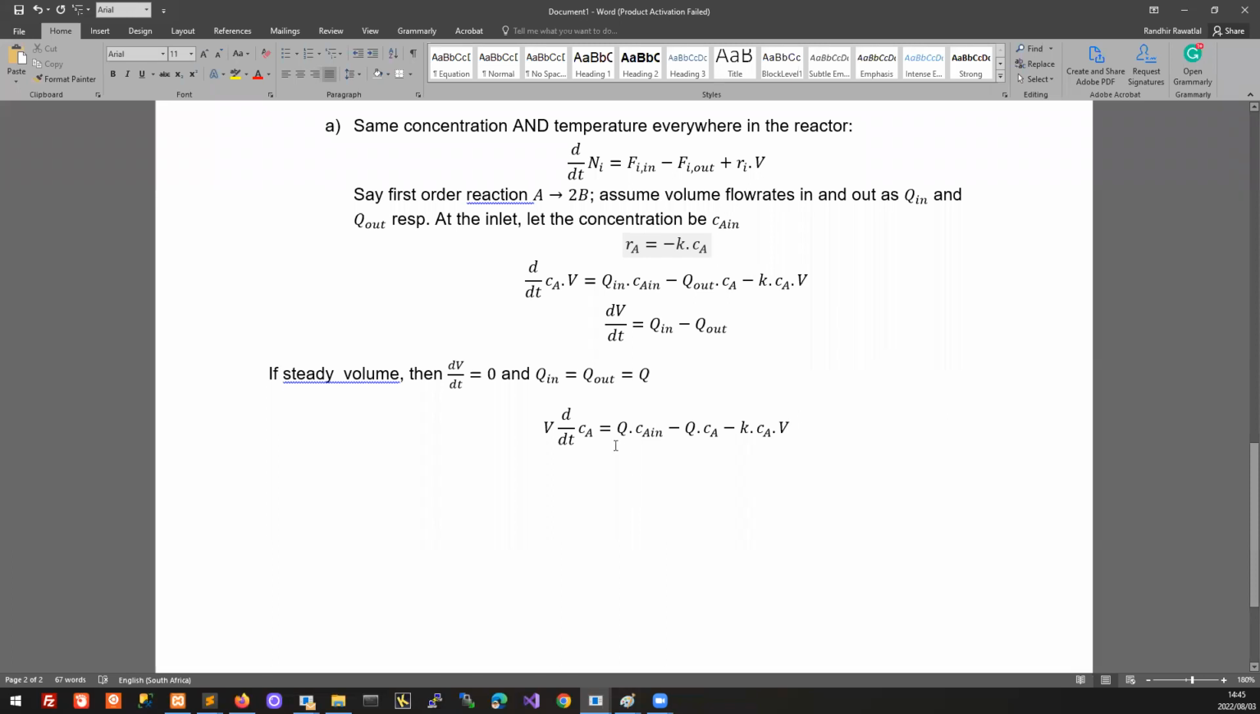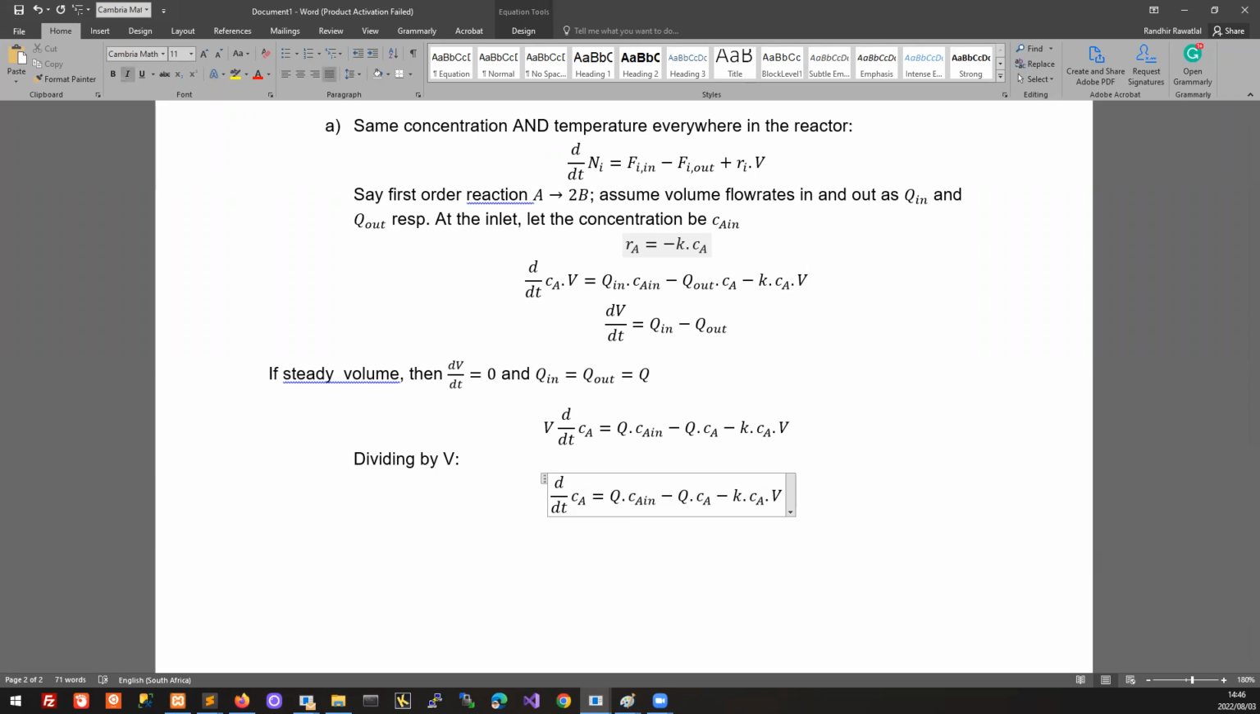And then the next thing we can do is just divide through by V. So dividing by V, we get rid of this here. And then we can take out here Q over V. And now we have to group together, right, we've taken out this Q. So now we've got this thing, and we've divided by this V here. So that's what we can say if the volume is steady.